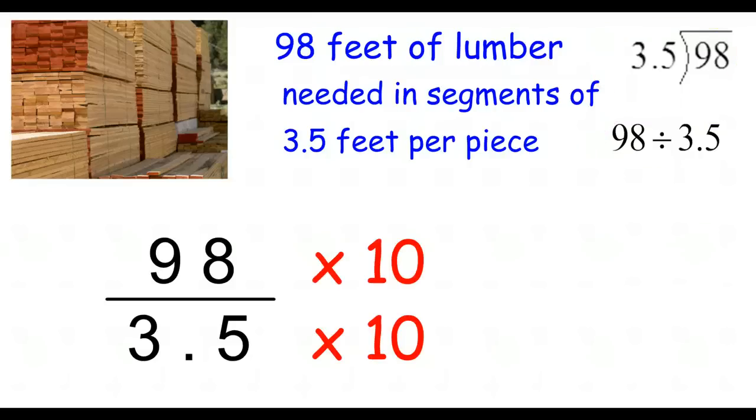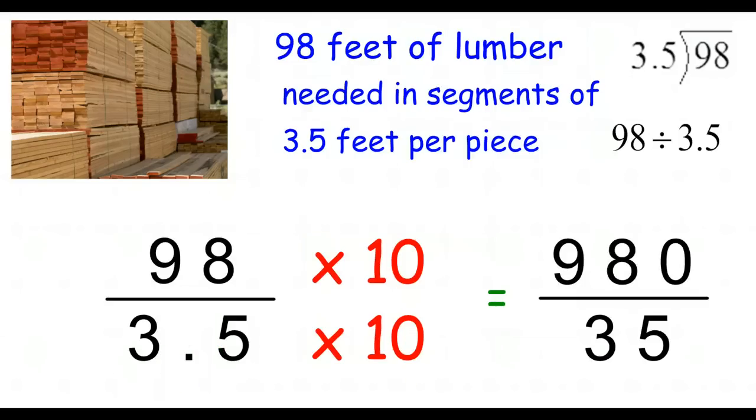So I want to get rid of one of these decimal points in the denominator. So I'm going to divide both numerator and denominator by 10. Remember, in the fraction rules, you can multiply and divide numerator and denominator by the same number and get the same fraction, or a fraction that represents the same amount. So if we do that, we end up with 980 divided by 35.